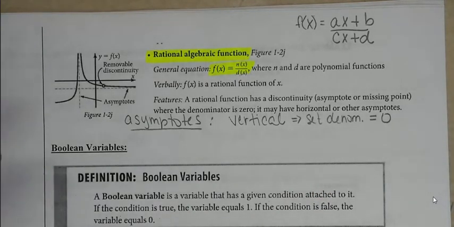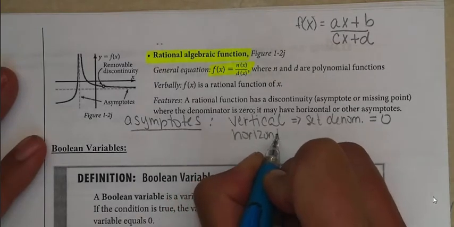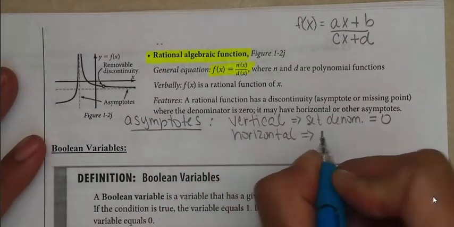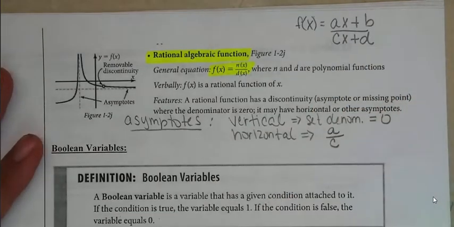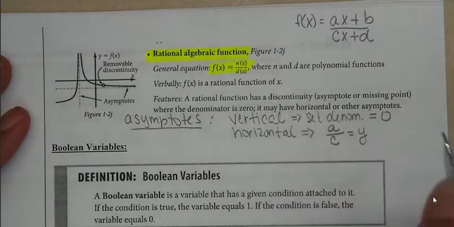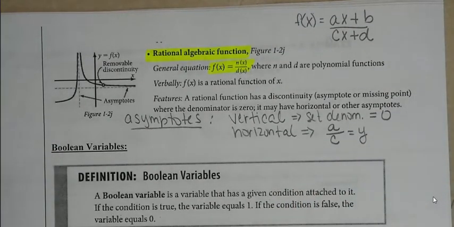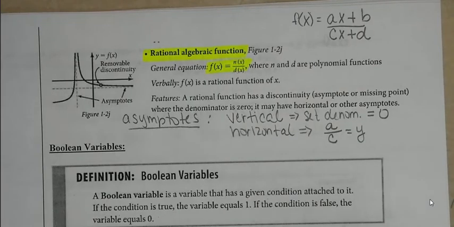And then our horizontal asymptote came from the slope. So basically we set the slopes over each other, a divided by c. And that would give you your y value. Now, linear over linear isn't the only type of rational algebraic function, but for now that's enough for us.